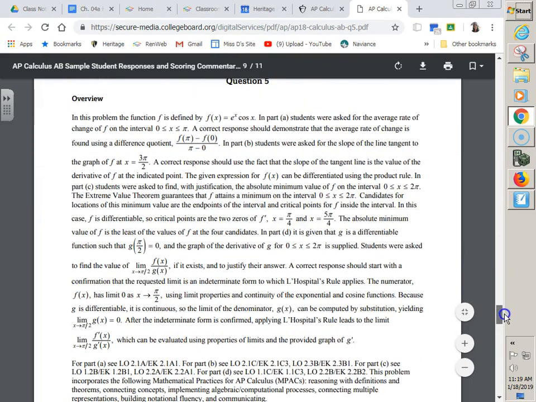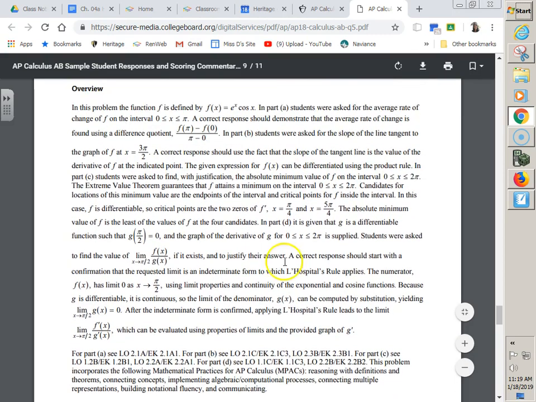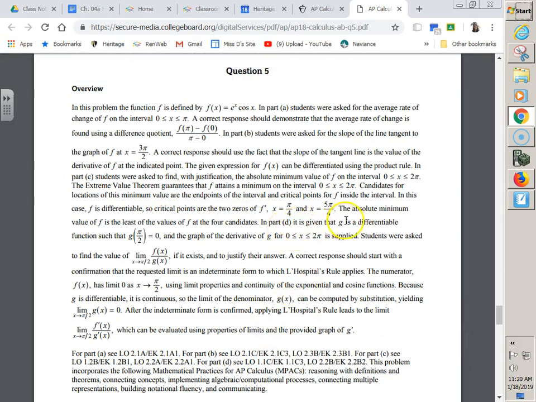Okay, let's check it. Letter A, letter C. Where's letter D? Ah, okay. See how much words are spent on letter D? Like, they're trying to prove a point. Like, they're making a point with you guys. Why don't they ever just budge? They're so stubborn. It is given that G is differentiable. Yeah, that's great. We read that. G pi over 2 is 0. The graph is supplied. Define the value of, if it exists, to justify.